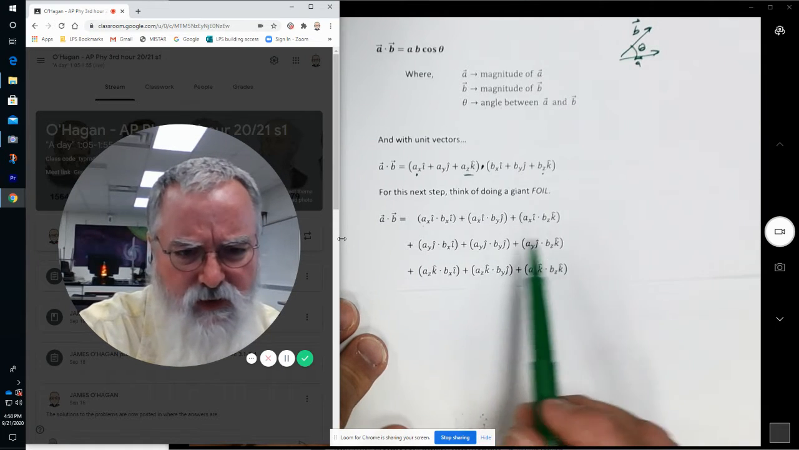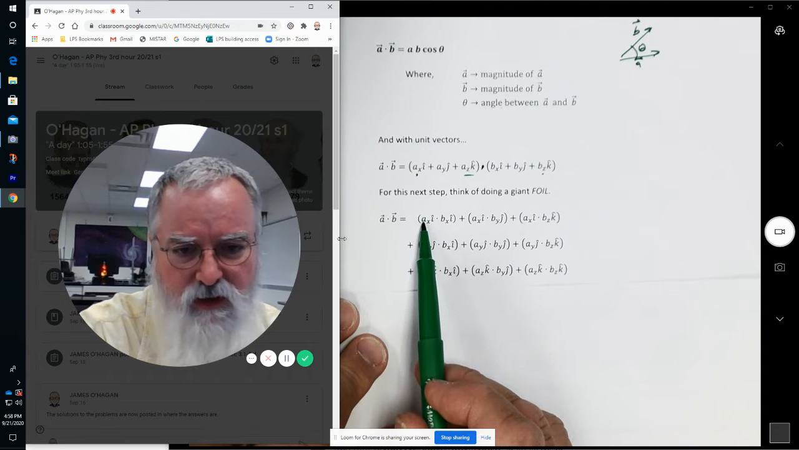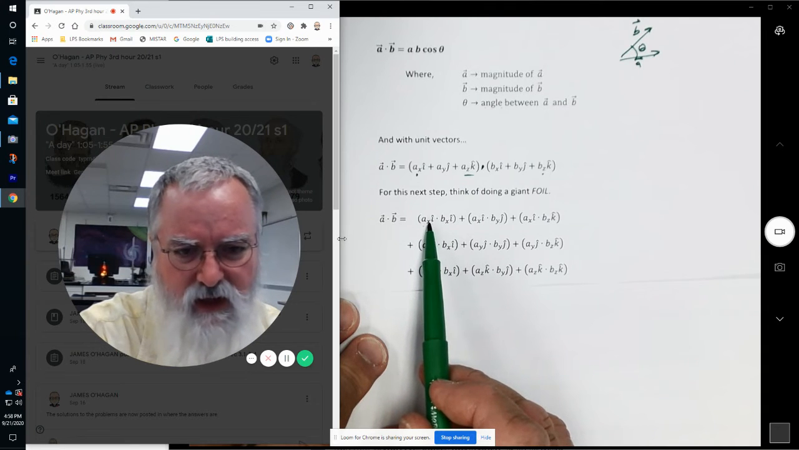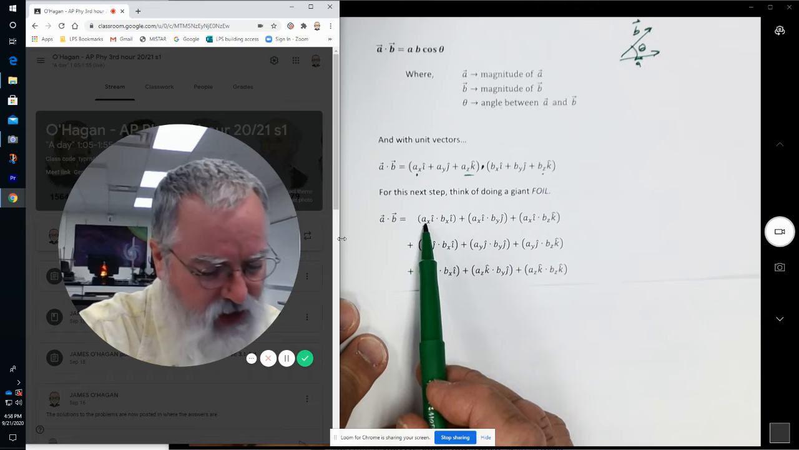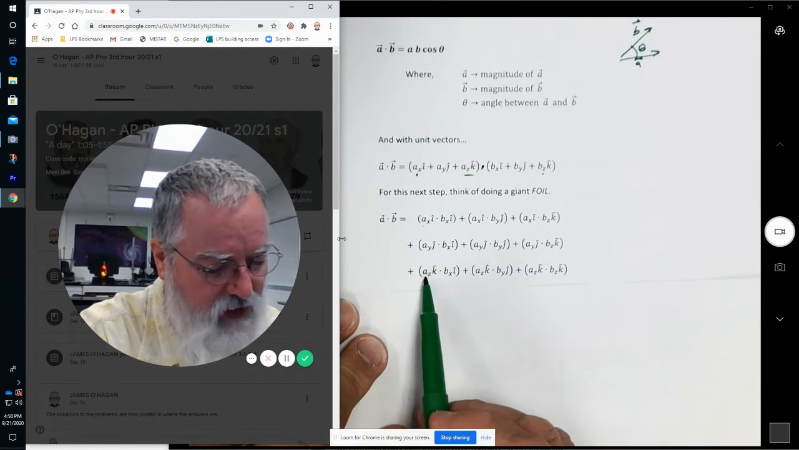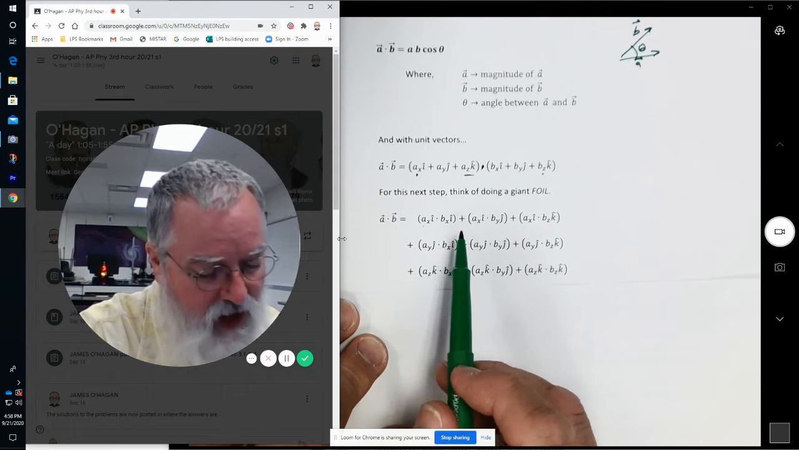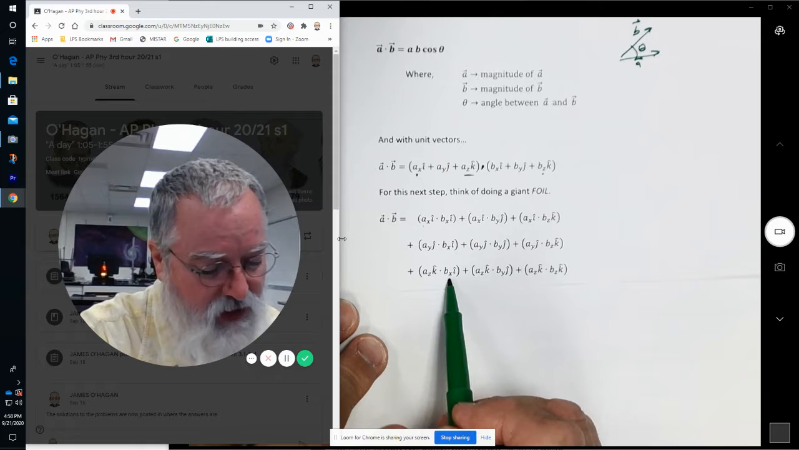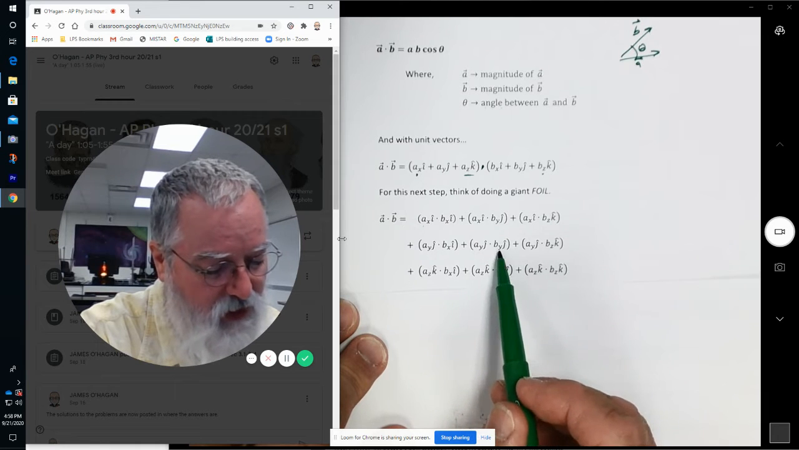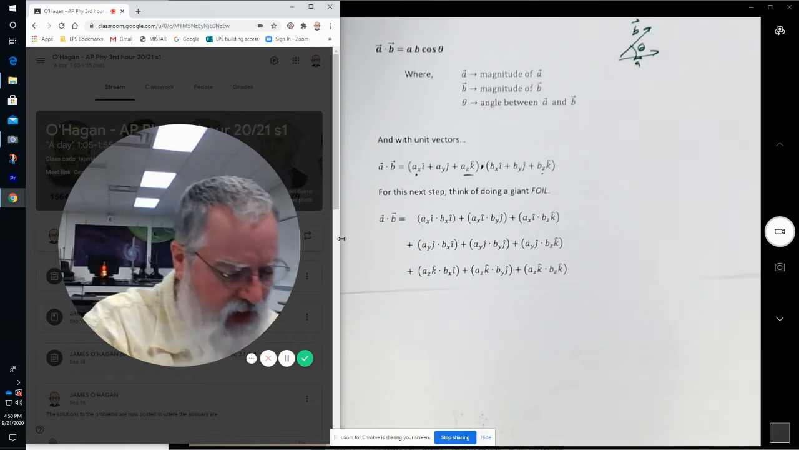If you look at how this lays out, the first thing being dotted together is always the same on each line: AX, AX, AX, then AY, AY, AY, then AZ, AZ, AZ. The second thing goes along with the columns: BX, BX, BX, BY in the j, BY in the j, BY in the j. Okay, got the idea?